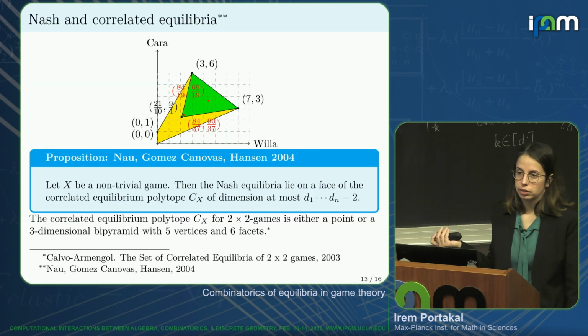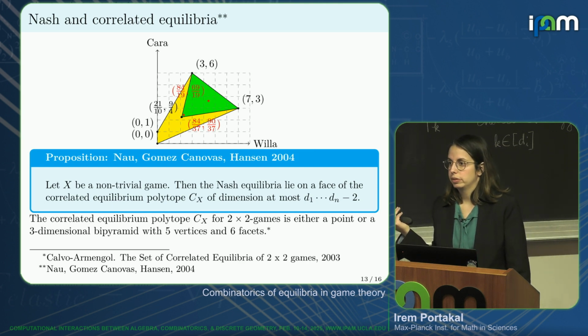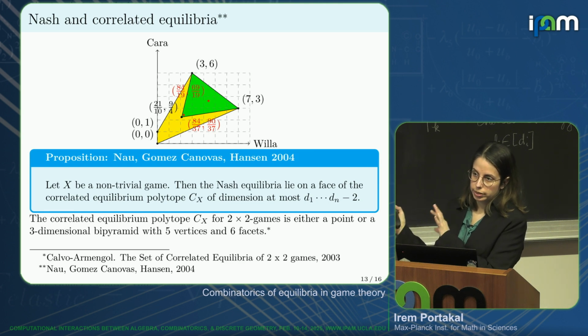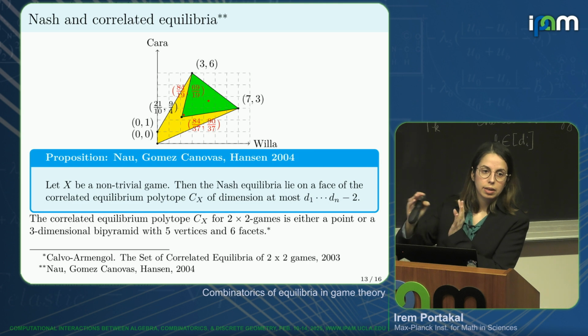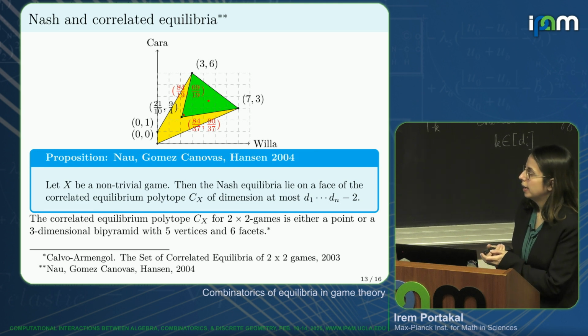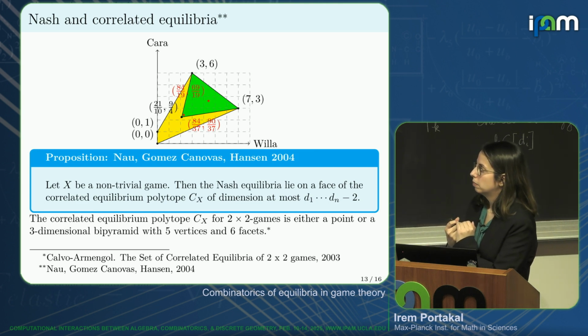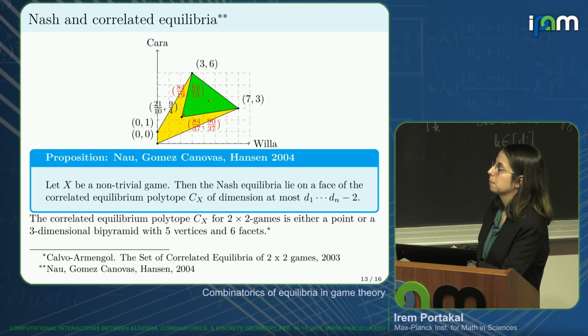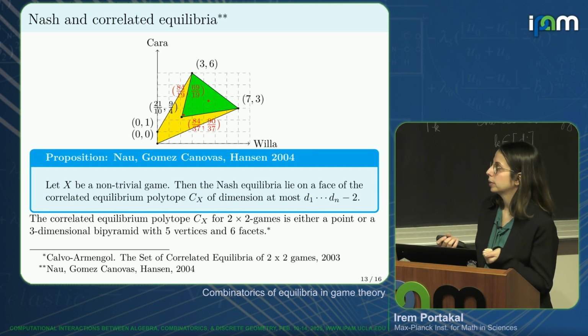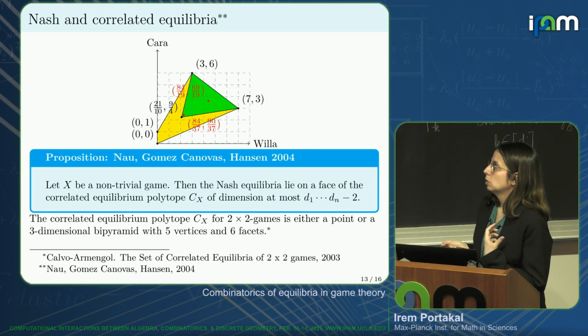This is interesting for computer scientists as well, because there are tools they can use to approximate Nash equilibria by using these polytopes. If you know where the points lie on the face, you can try to approximate them. That's the reason we wanted to look at them more combinatorially. For 2 times 2 games, it was already done by hand that the polytope is either a point or this bipyramid that I showed you. So these are the 2 combinatorial types you can get out of a 2 times 2 game. Then we wanted to look a little bit further.